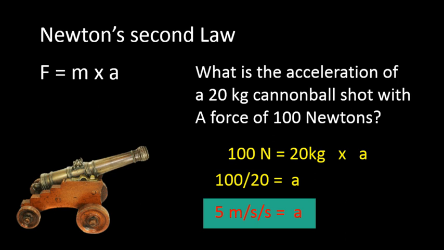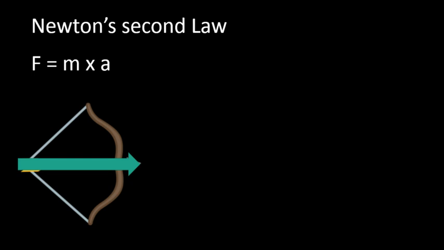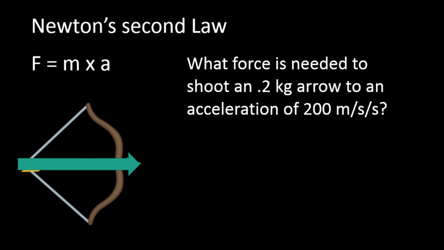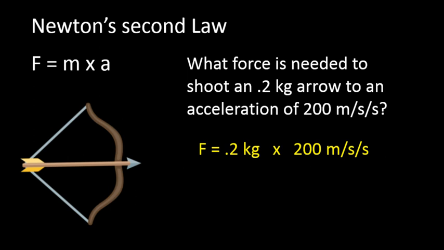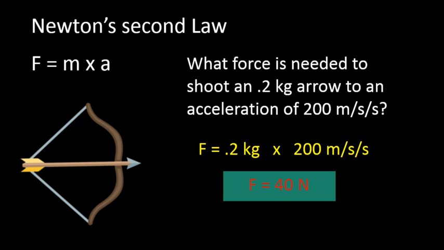And let's do one more example. Again, Newton's second law, F equals M times A. What force is needed to shoot a 0.2 kilogram arrow to an acceleration of 200 meters per second per second? So we know the mass, we know the acceleration, and we're trying to find the force. And there goes the arrow. So plugging it into the formula, we have force equals 0.2 kilograms times 200 meters per second per second. Multiplying that out, we end up with a force of 40 newtons.